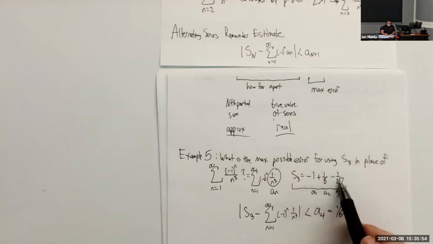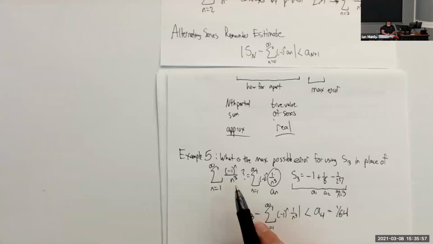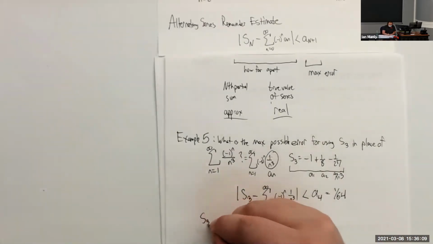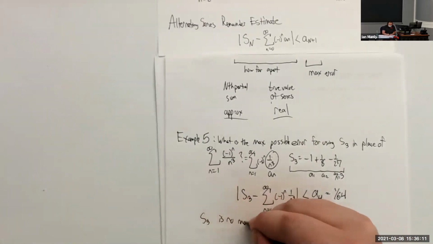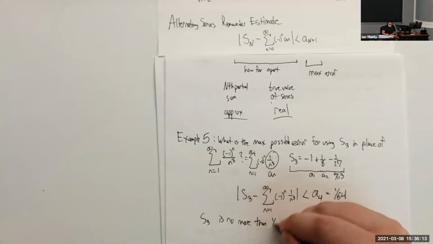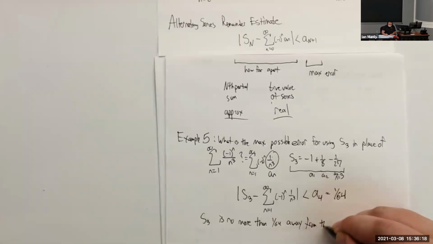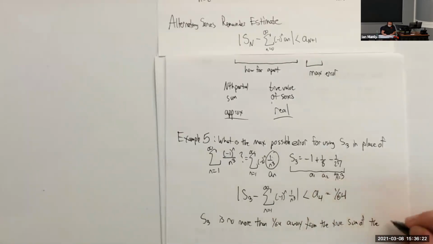So using this in place of adding together all infinitely many terms, it might be inaccurate, but it's not going to be more than 1/64th away from the true value of the series. So let me write that out to conclude. So S3 is no more than 1 over 64 away from the true sum of the entire series.